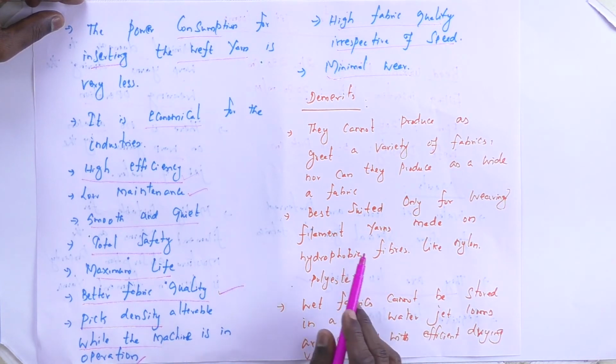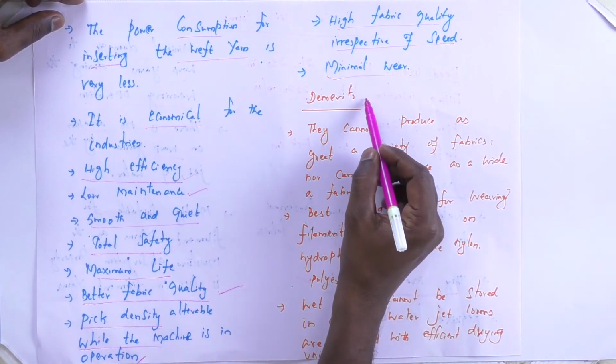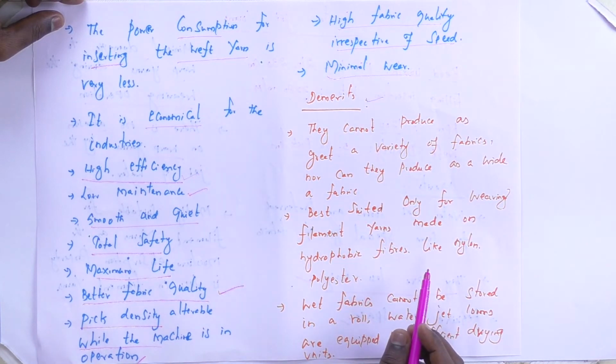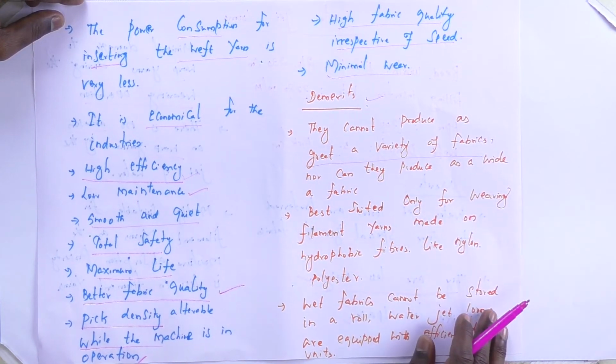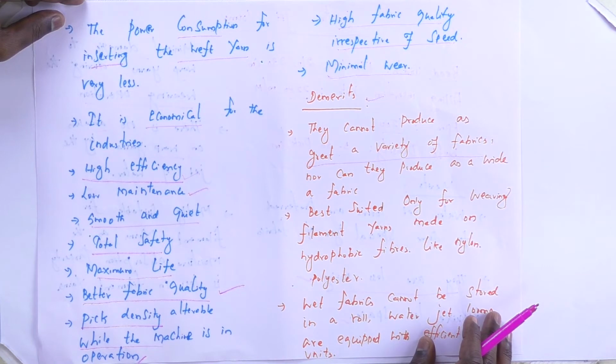So the water jet looms have some demerits also. It has a number of advantages. The demerits are the following: they cannot produce a great variety of fabrics. Only a limited type of fibers can be used in water jet loom, because if the water is absorbed by the fabric, it is not possible to produce the fabric.